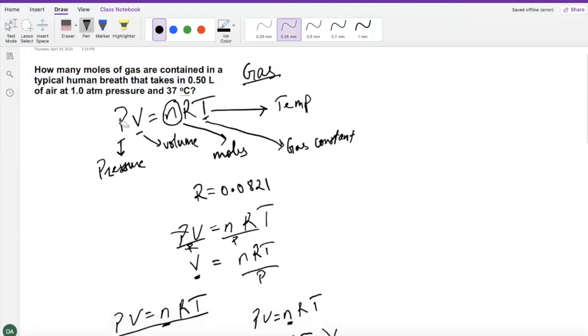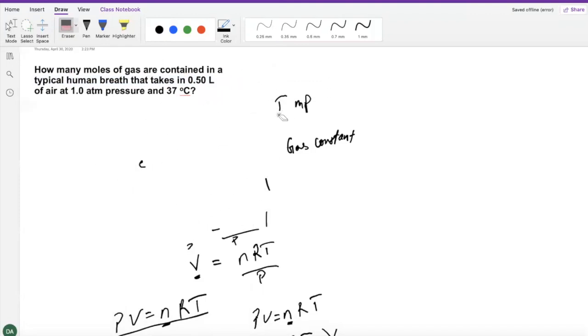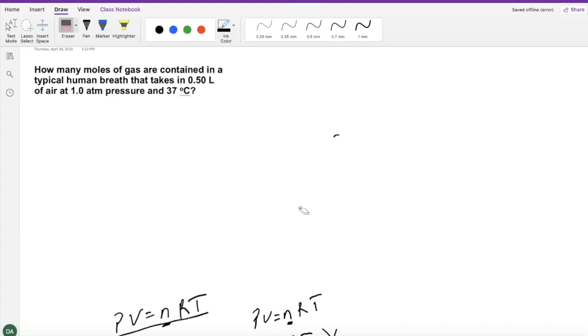So guys, let's start from the beginning. Tell me exactly what you see here. Let's go word by word and see what it is asking for. What does it say? How many moles of gas? So what are we looking for, guys? Moles of gas. What is the symbol for moles? N. This is your question mark, right?